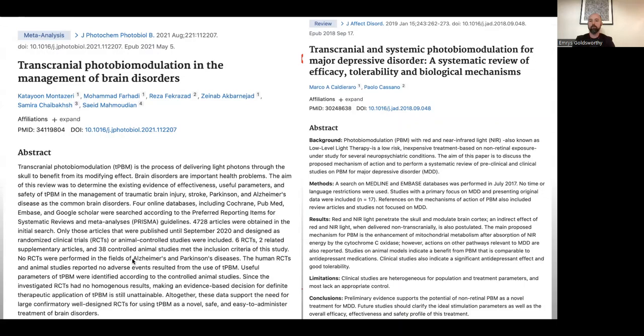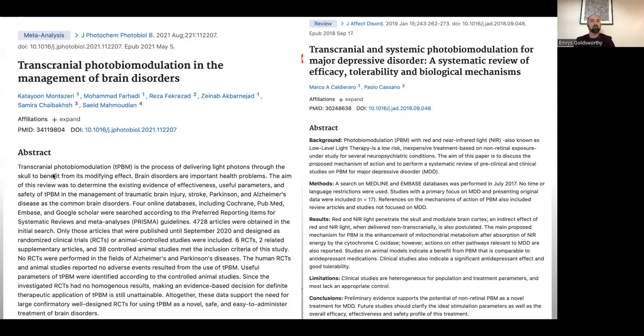On the right here, transcranial systemic photobiomodulation for major depressive disorder, systemic review. And in this paper, we look at basically a database of different papers. There are many different studies on major depressive disorder and LED and infrared, near-infrared lasers and things like that.